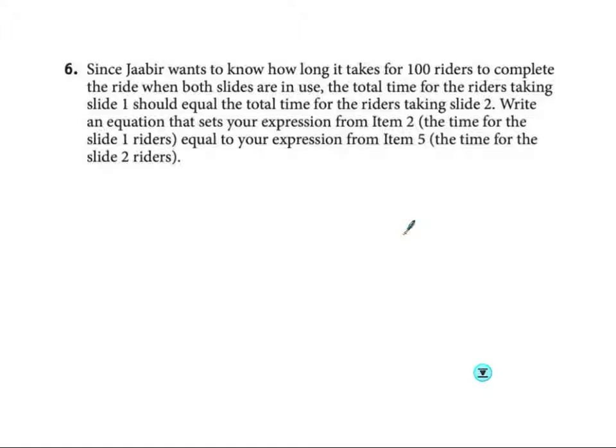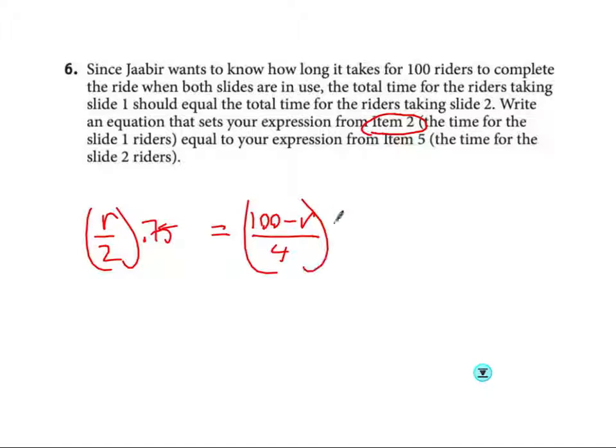Number 6, since Jabir wants to know how long it takes for 100 riders to complete the ride when both slides are in use, the total time for the riders taking slide 1 should equal the total time for the riders taking slide 2. Write an equation that sets your expression from item 2 equal to the expression from item 5. So the answer that we came up with for item 2 was R over 2 times 0.75 is equal to the expression from item 5, which was 100 minus R over 4 times 1.25.